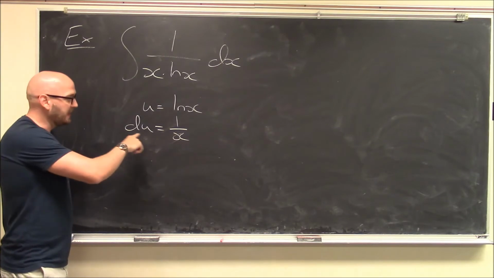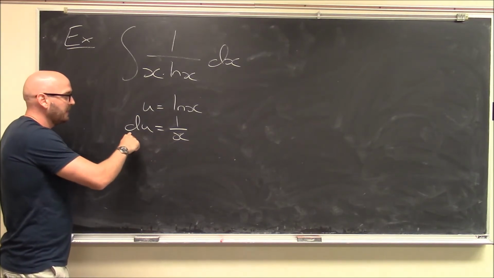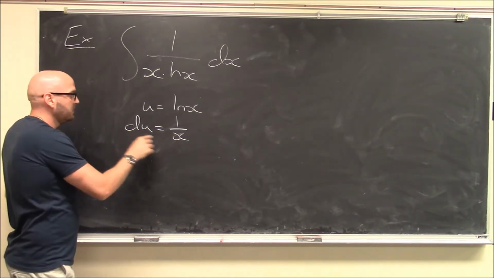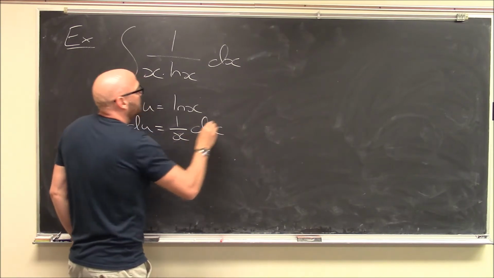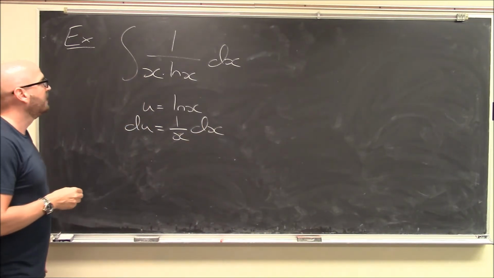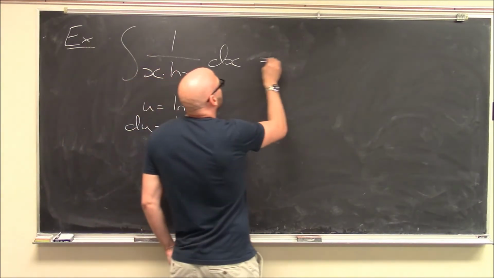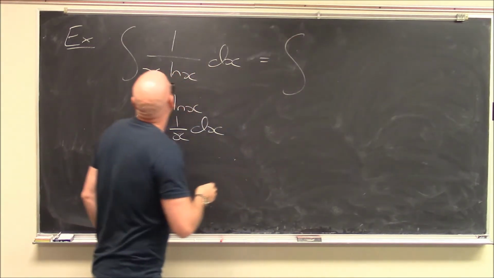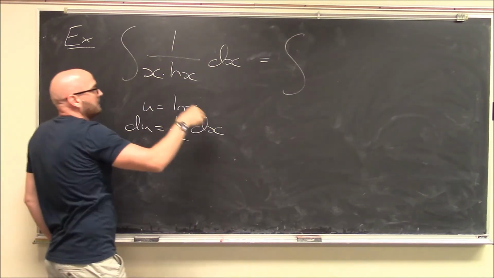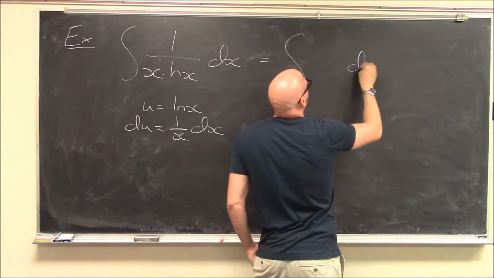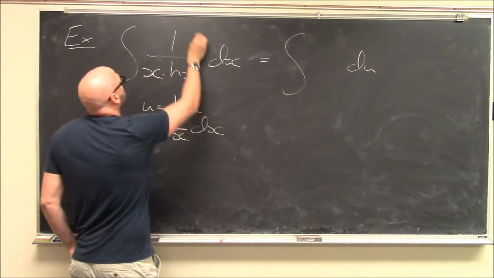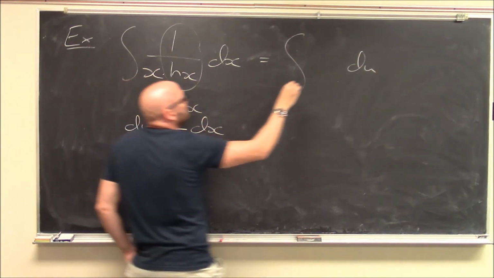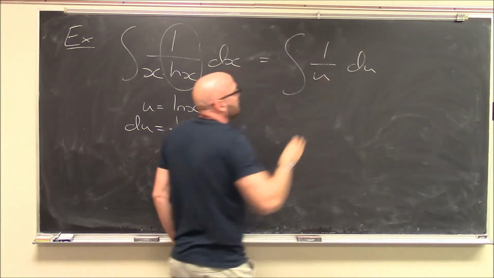So I'm going to stop writing du over dx, we'll just do it all in one line. Du over dx is 1 over x, so du is 1 over x dx. And that means that this turns into the integral 1 over x dx is du, and then I'm still left with 1 over ln of x, so that becomes 1 over u.